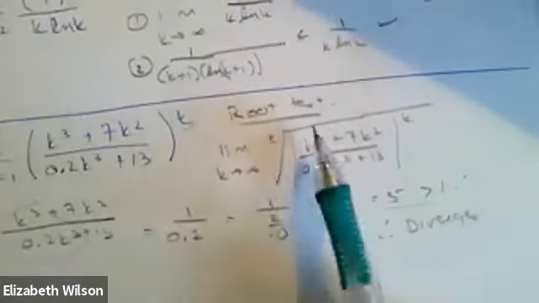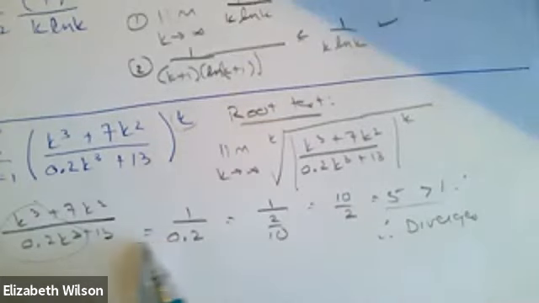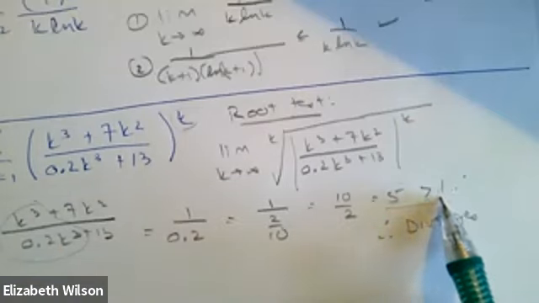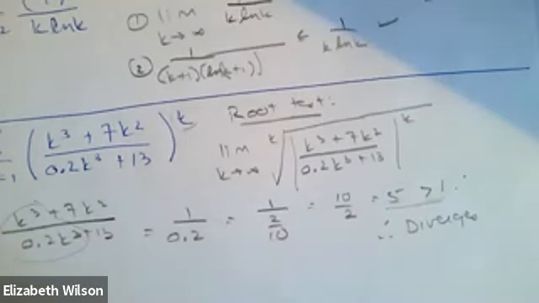Look at what we did. We worked on the test that we were using. We worked all the way through with the algebra. We got our answer. We showed what the criteria was, and we gave our conclusion for divergence.